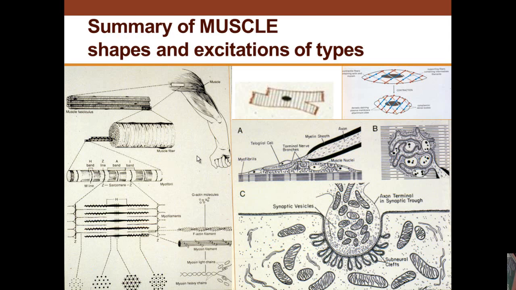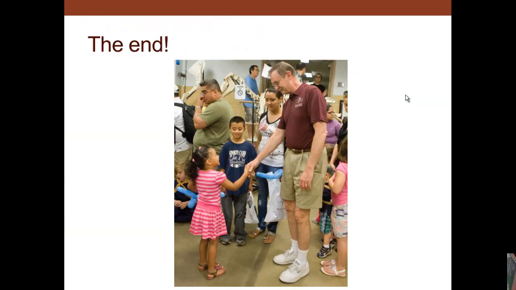So in summary, there are different shapes of muscle. You have skeletal muscle, cardiac muscle, which is branched, and smooth muscle. And when excitation occurs, you have sarcomeres that contract, or you have the different filaments that pull on the intermediate filaments that change the shape of the smooth muscle cells.